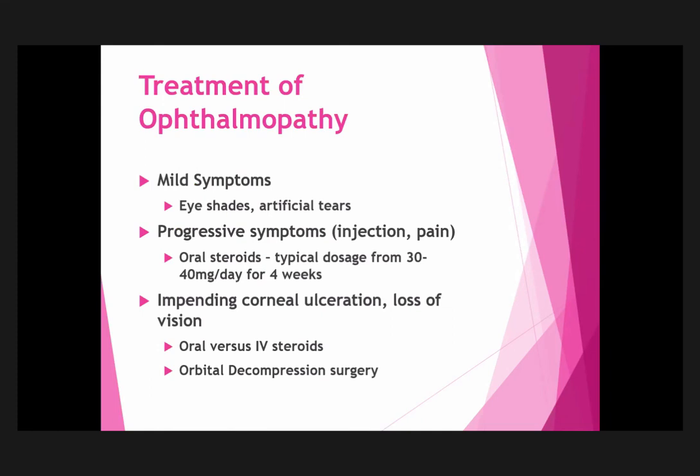How will we treat ophthalmopathy, these eye changes? If symptoms are not severe, we can give patients eye shades, meaning glasses, and moisturizing of the eyes using drops, artificial tears. In severe symptoms, if there is injection and pain, it is better to give oral steroids. They will be successful here. And if there are severe symptoms like ulceration or loss of vision, we will give IV steroids and sometimes decompression surgery.